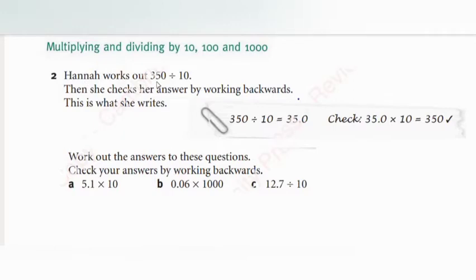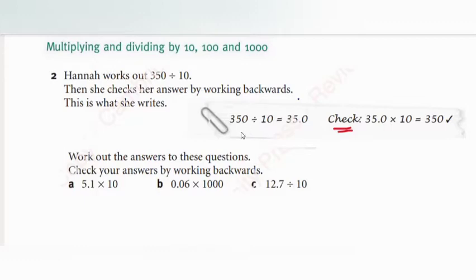Question 2. Hannah works out 350 divided by 10, then she checks her answer by working backwards. So this is her working given here. This is the way she checks whether the answer is correct. Based on this, we are going to work out these questions.